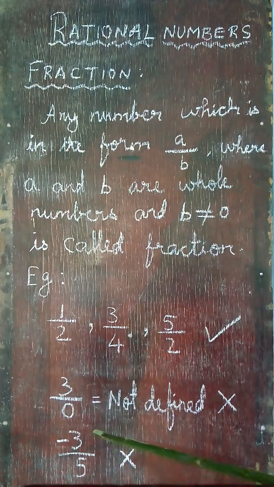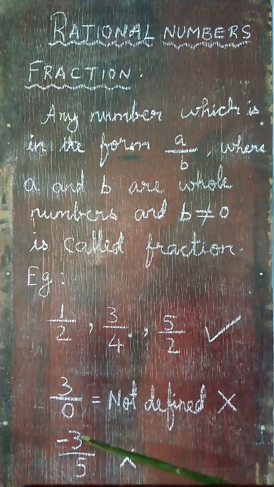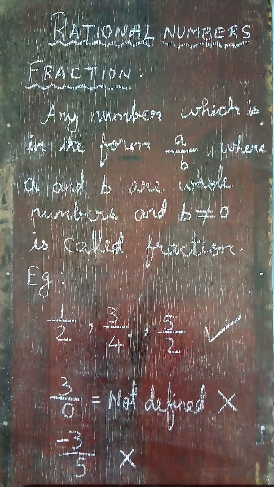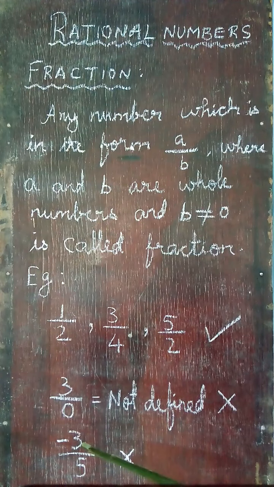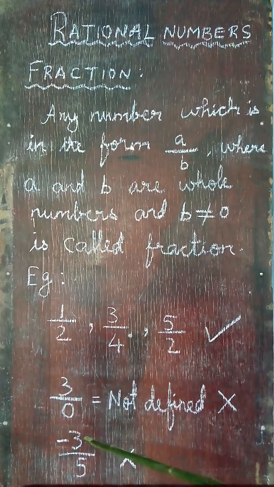Another example I have given, minus 3 by 5. This is also in the form a by b, but it is not a fraction. Because a is minus 3. I have given a condition: both a and b should be what? Whole numbers. But here we have minus 3. It is an integer. Negative numbers, 0, and positive numbers are all called integers. So this form, minus 3 by 5, is not a fraction.